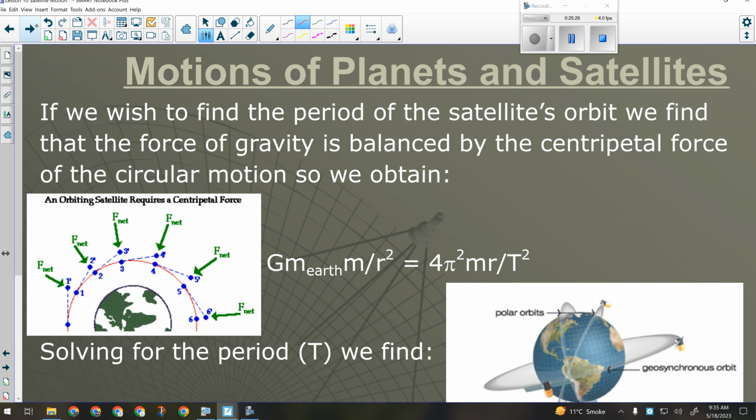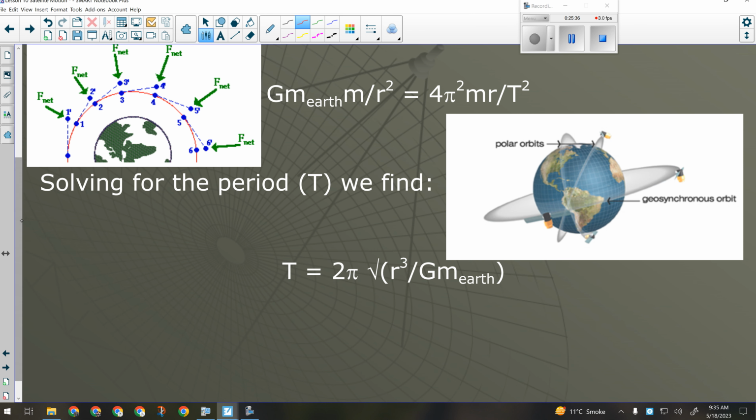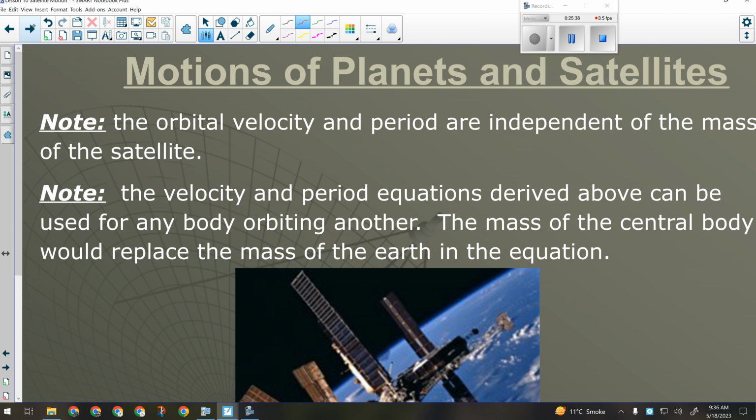All right, so if we want to find the period of a satellite, then we have to do this substitution thing. That's what we just talked about, putting in the substitution factor, and we'll do a couple like that as well. And as we said here, the orbital period and the orbital velocity are independent of the mass of the satellite, so it doesn't matter what the satellite's mass is, at x altitude, it must move at x speed.